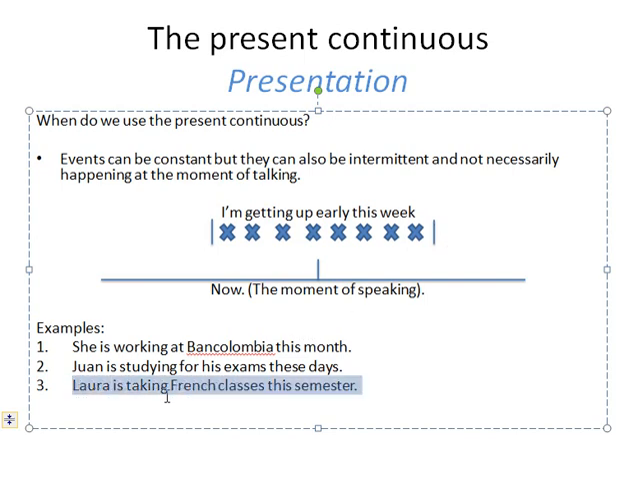Another example: Laura is taking French classes this semester. Means, as the previous example, that she's taking classes not all the day, not every moment, but it's part of her living, her actual living.